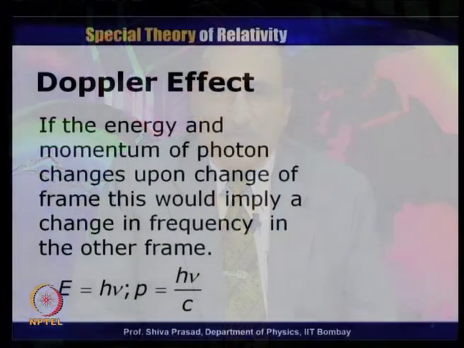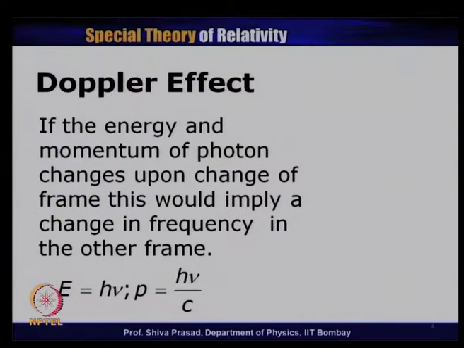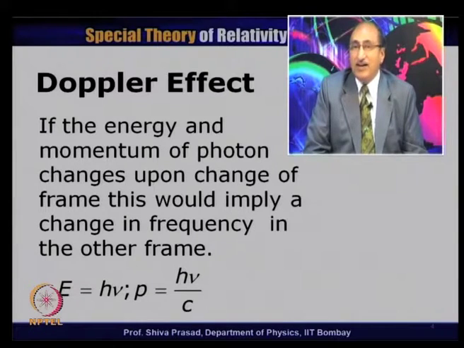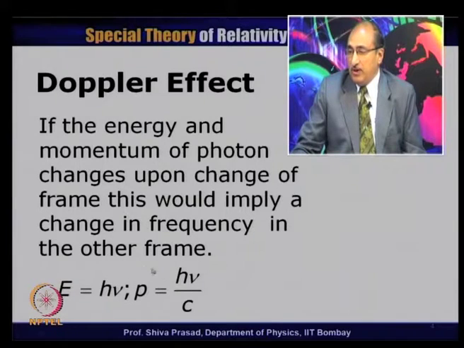If we change a frame of reference, we know that the speed of light will not change. That is what we have always said. This is one of the postulates of relativity. But we have just now said that energy and momentum will get transformed. It means they would change if the frame of reference changes. And what energy and momentum are related to in the case of photon is by this expression: E is equal to h nu, and momentum p is equal to h nu by c. It means change of energy, change of momentum implies a change of frequency.